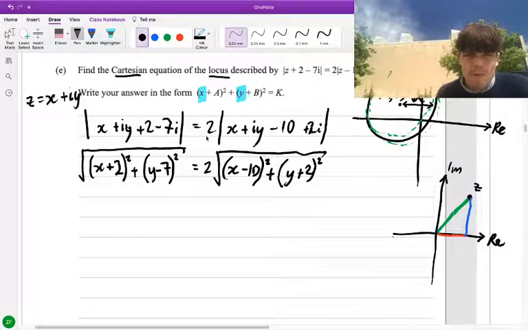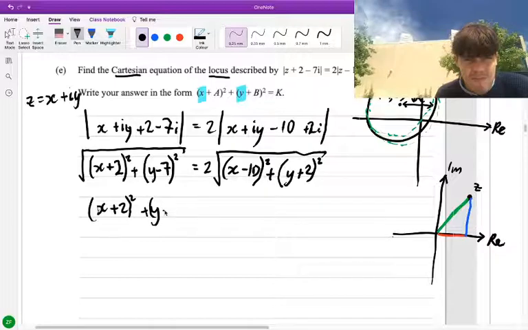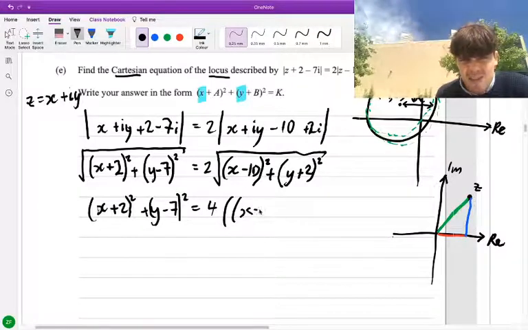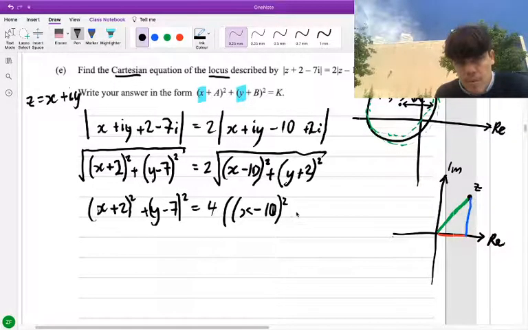It's looking pretty scary, but what do we do when we have square roots? Just square everything, easy peasy. So we'll square the left side, so it's x plus 2 squared, which gets rid of that big square root, plus y minus 7 squared, and that equals, remember when we're squaring this side we have to square the 2 as well, so that becomes a 4, and then we get rid of that big square root. I'm going to put it all in a big bracket because otherwise it's a little bit daunting. Brackets make life easier. Plus y plus 2 squared.